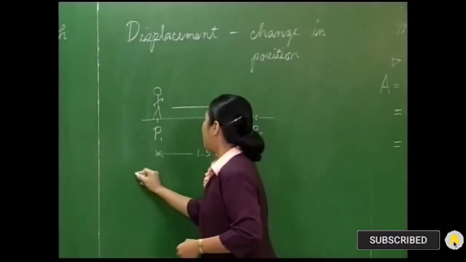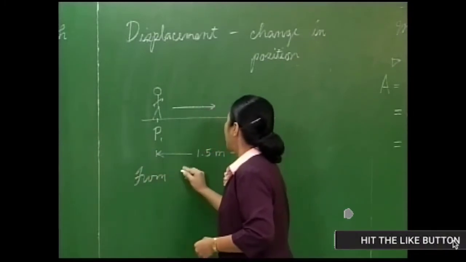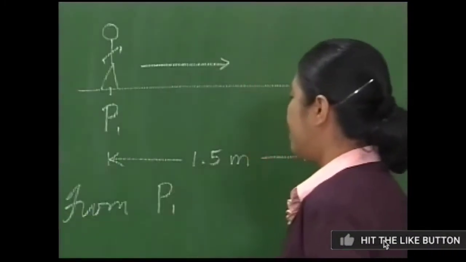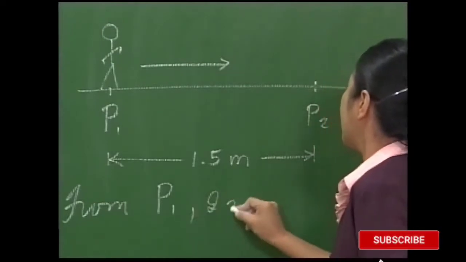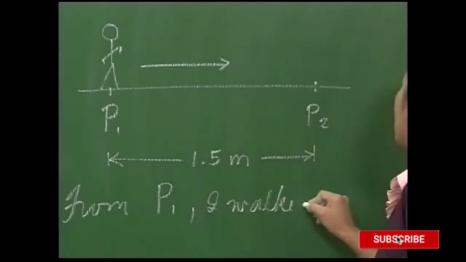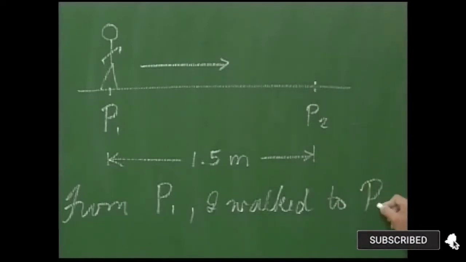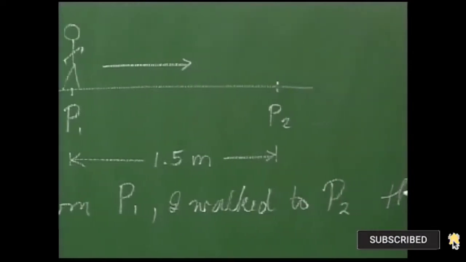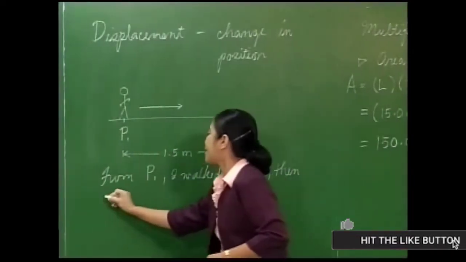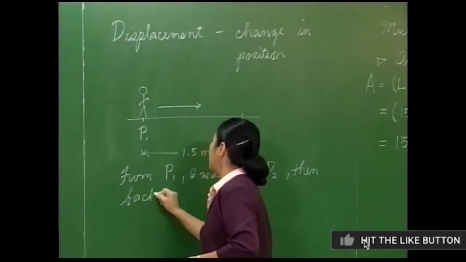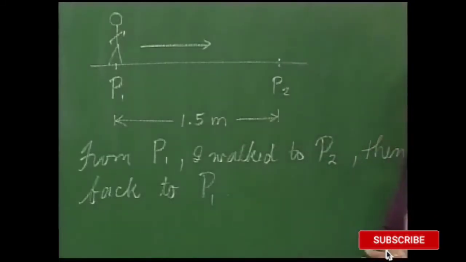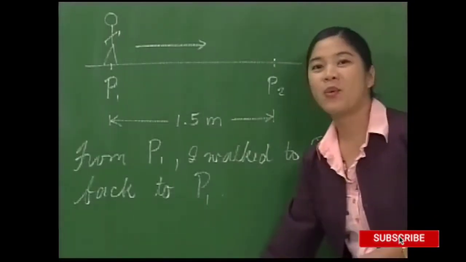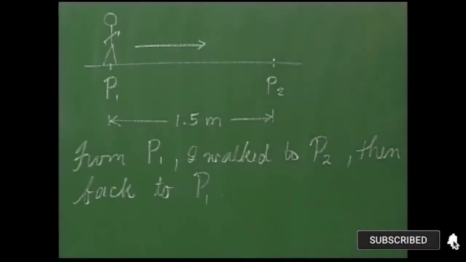Okay? So, from point 1, I walked to point 2, then back to point 1. Question: what is the total distance I covered?